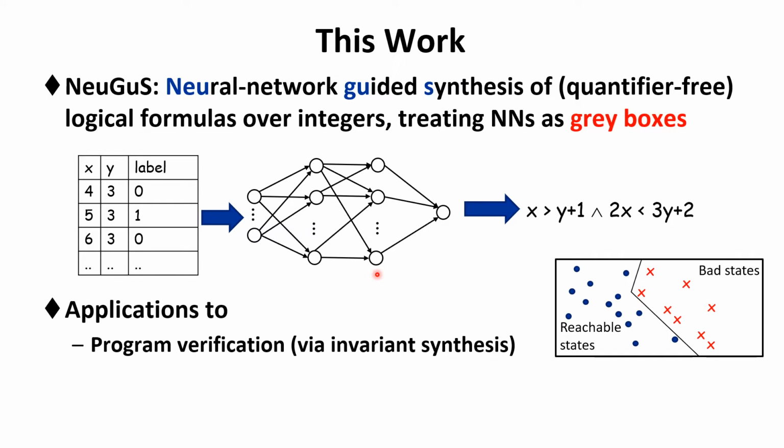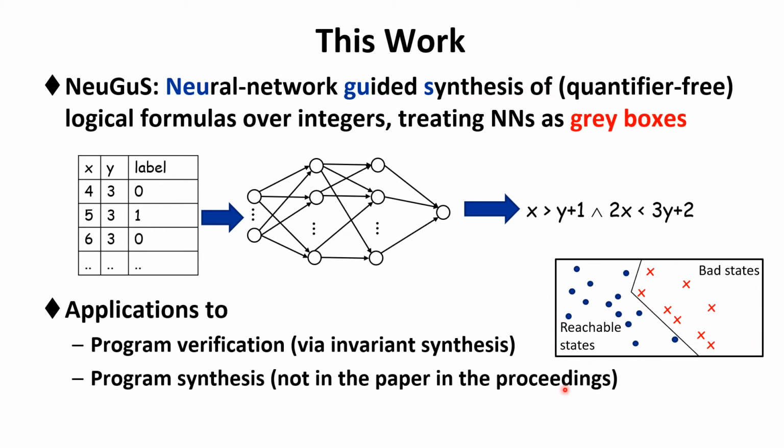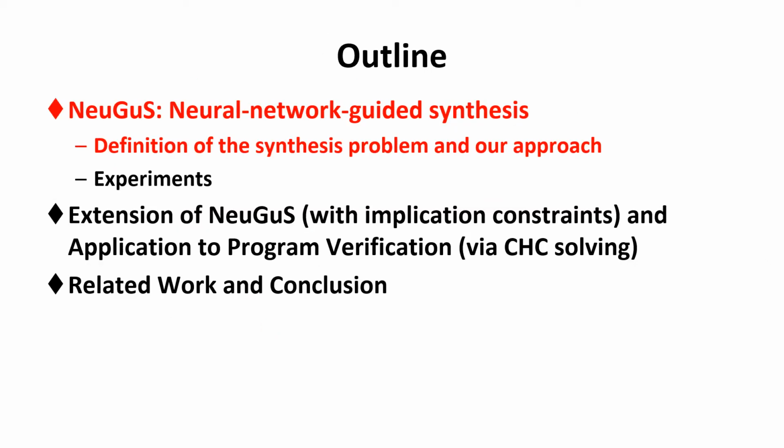One of the applications that we have in mind is program verification, where we can use this kind of framework to synthesize program invariants by treating reachable states as positive examples and bad states as negative examples. Another potential application is program synthesis. This is an outline of the rest of this talk. Let me first introduce our NeuGus framework.